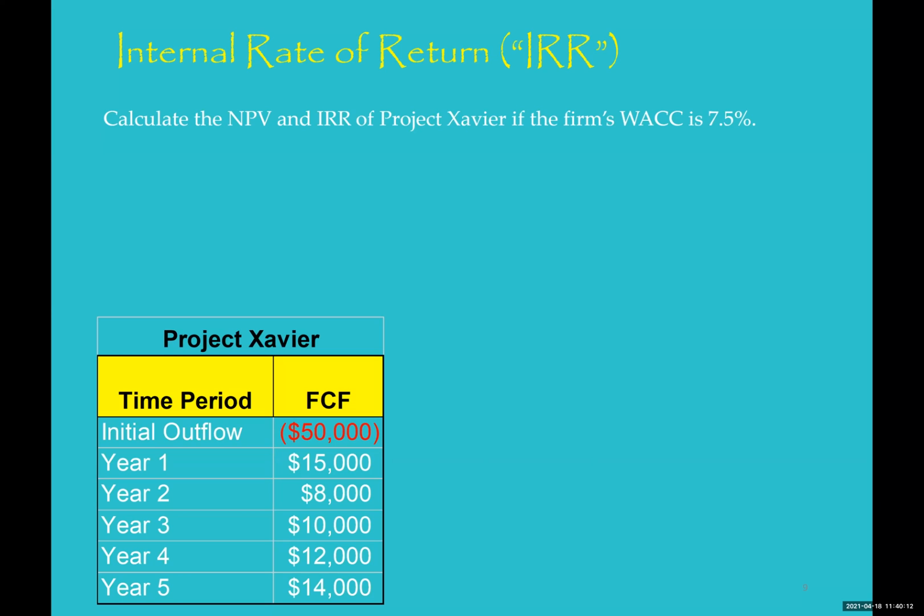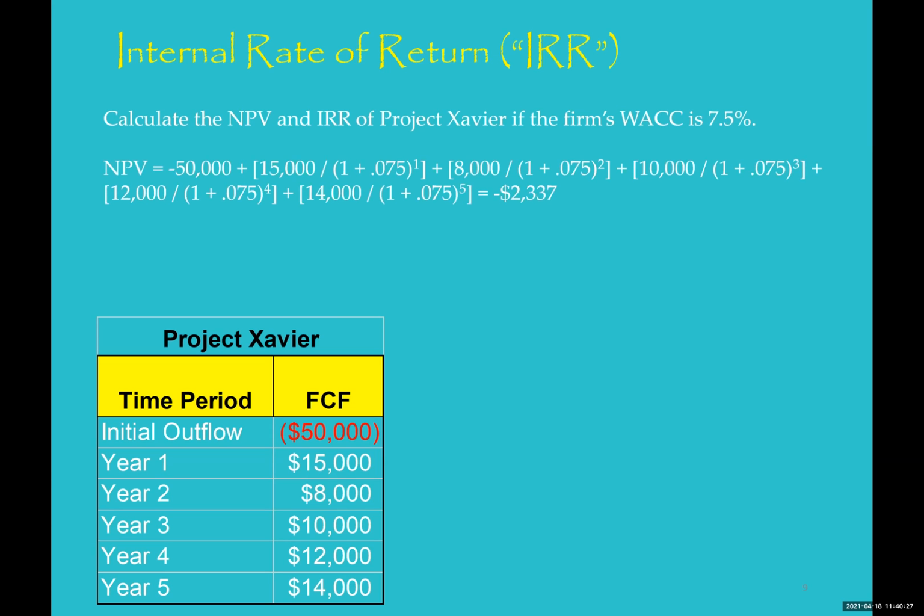Project Xavier's WACC is 7.5%. WACC stands for weighted average cost of capital. It's another way of saying this is the cost for the company to finance this project, 7.5%. To find the NPV of the project, we are just going to use the equation where we find the present value of each one of those 5 cash flows and add them together, and then subtract the initial cash outflow of $50,000. So the NPV of this Project Xavier is negative $2,337.